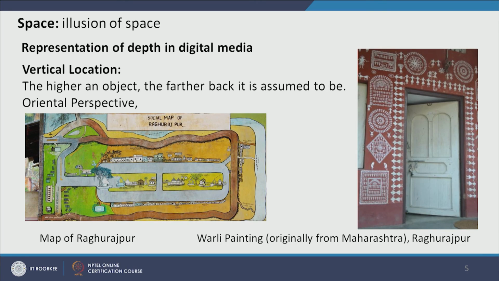Another way of creating a sense of depth is vertically allocating different objects. On the right hand side we have a Warli painting, which is actually from Maharashtra, but this Warli painting is done in Raghurajpur, Odisha. In this painting, we can see different formations of humans and animals on top of each other. The object appearing on top is farther, and the one appearing at the bottom is nearer. We can also see a map of the same place, where elevations of small buildings appear on top of others. The buildings appearing on top are farther. That creates a sense of depth in a 2D composition.